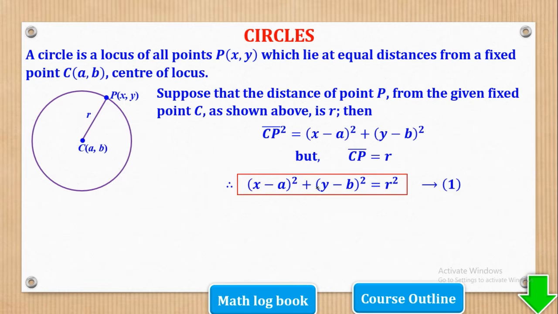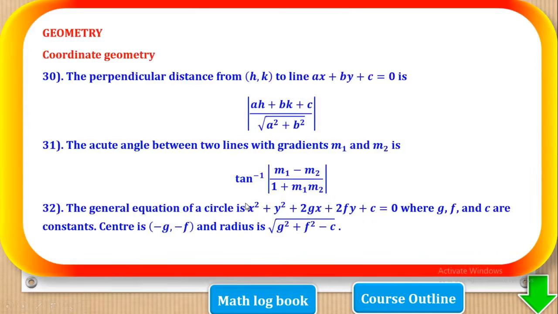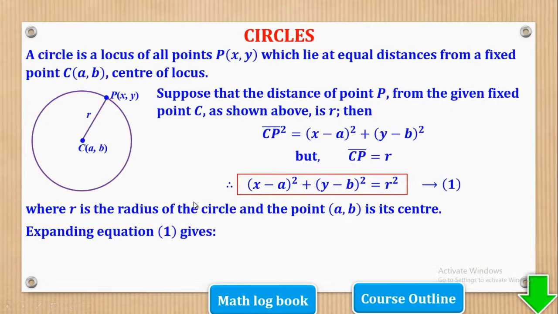So let's also do the same. Let us expand this equation. We know that r is the radius of the circle and point (a, b) is its center. Next is to expand, because our aim is to get an equation which is this. I think this is expanded. So let's do the expansion.